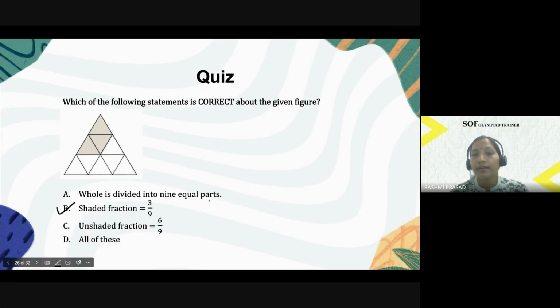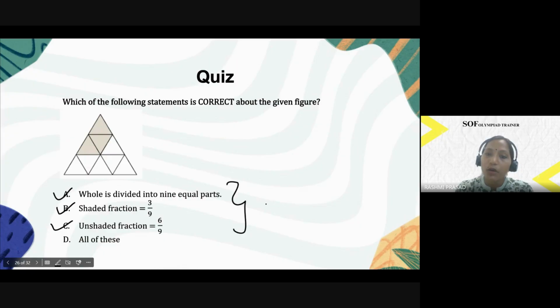The whole shape is divided into 9 equal parts. So that is also correct. Unshaded: the whole is divided into 9 equal parts. Out of 9, 3 are shaded, so the not shaded part is 6. So the unshaded fraction will be 6 over 9.